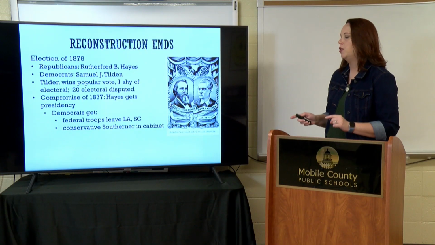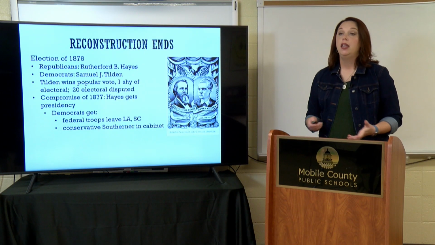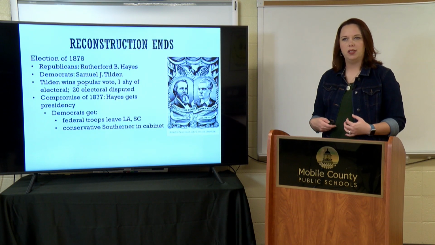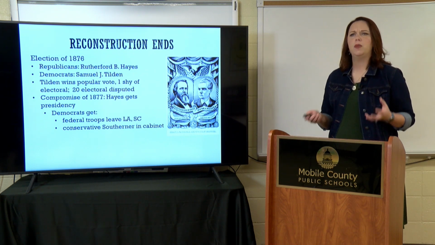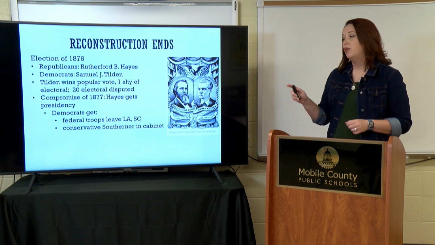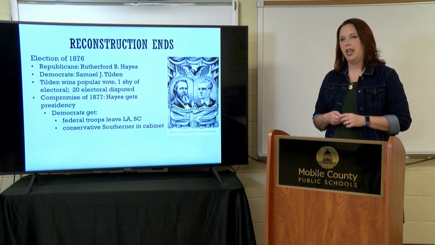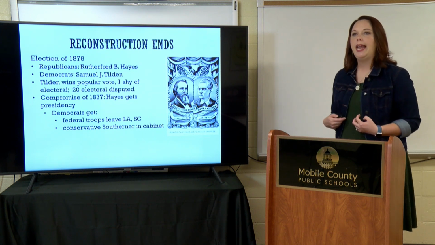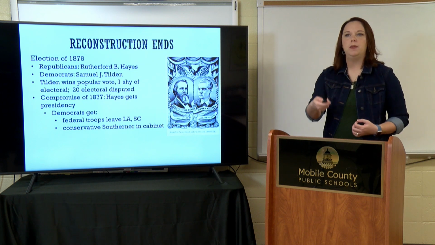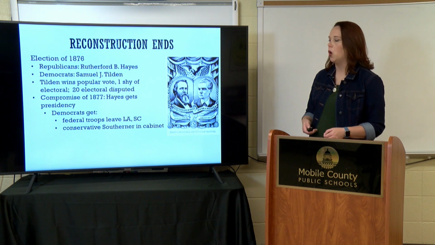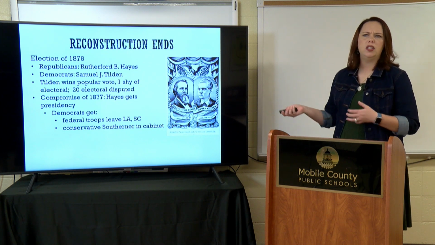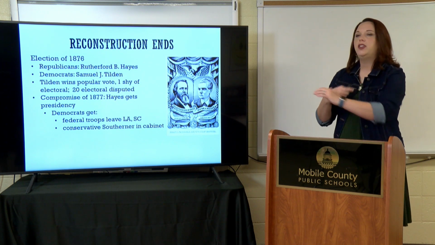And another thing they're going to do is make sure that there's a conservative Southerner in the president's cabinet. You have to remember the cabinet is the president's closest advisors. They're his closest confidants when it comes to things that are going to happen with the government. So if we put a conservative Southerner in this position, he might have some influence on the president, and that Democratic voice is still heard within the president's cabinet, and that's a pretty big voice to be heard at that point. So yeah, the Democrats lose this election, but they do have a lot to gain here.